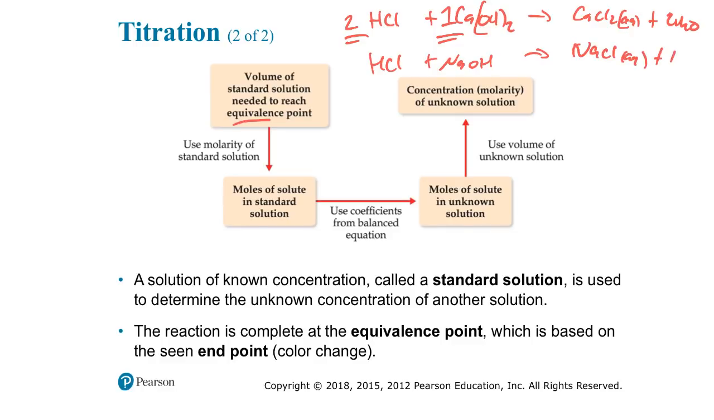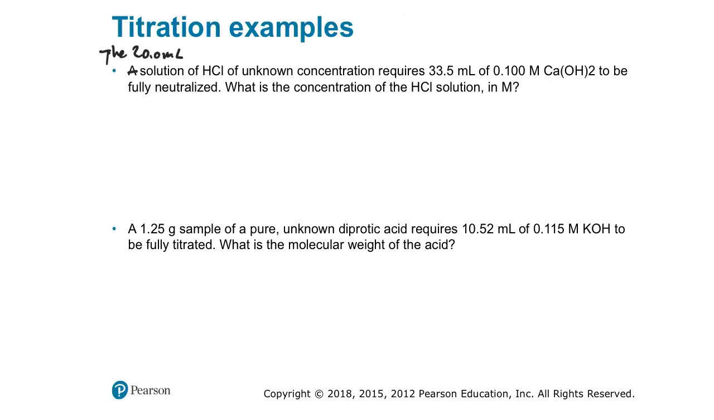So you can imagine the case where you're titrating the same HCl solution with equal concentrations of either calcium hydroxide or sodium hydroxide. It's going to take half as much of the calcium hydroxide to fully react with all the HCl and lead to that color change as it would if you were to use the exact same concentration of sodium hydroxide. So I think we need to see some problems. Let's see some examples. We'll see a couple on the next page.